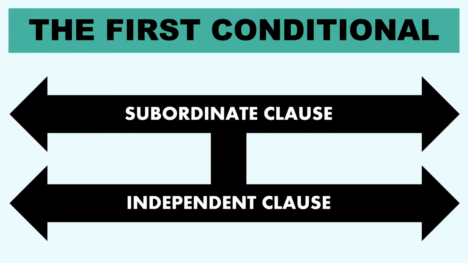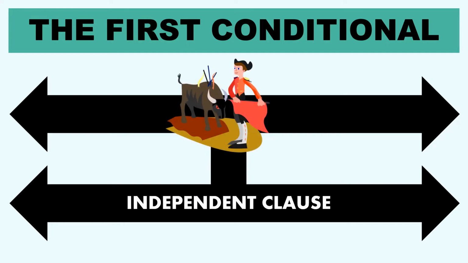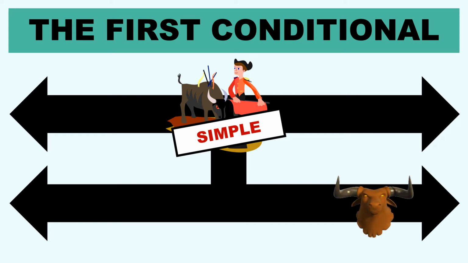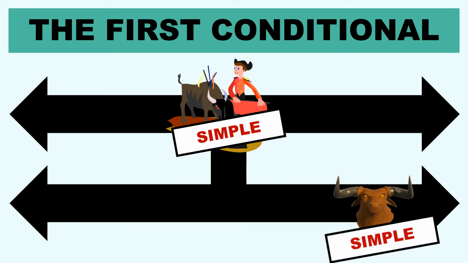Let's take a look at that on the timeline. If you mess with the bull, simple present, you will get the horns, simple future. And again, we have that simple present element having an impact on the simple future event.